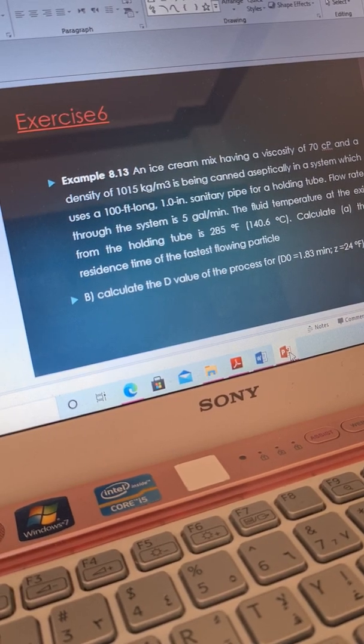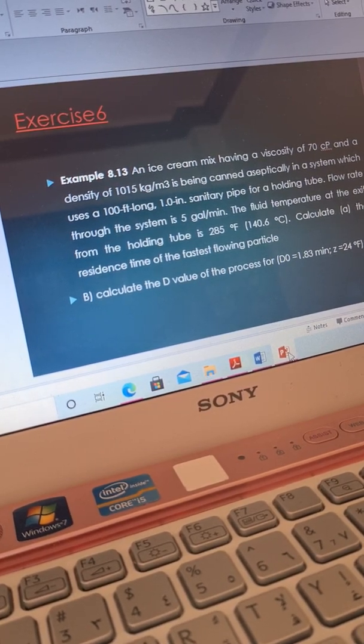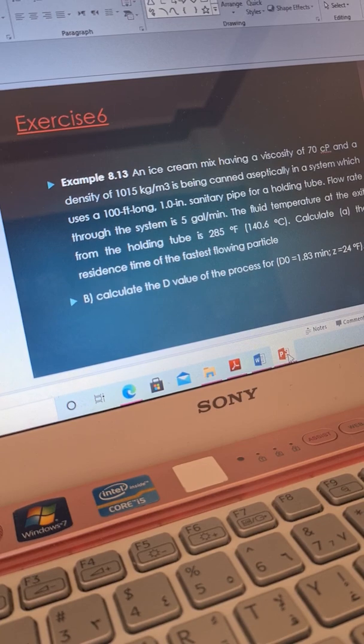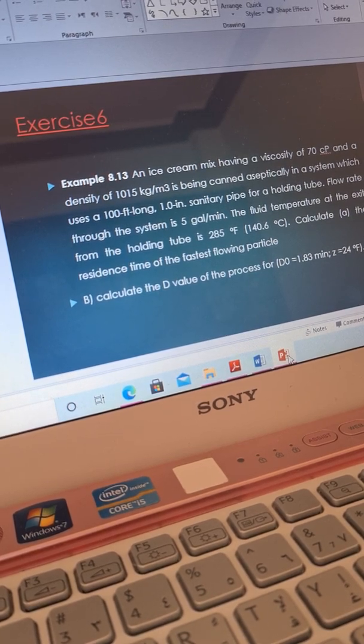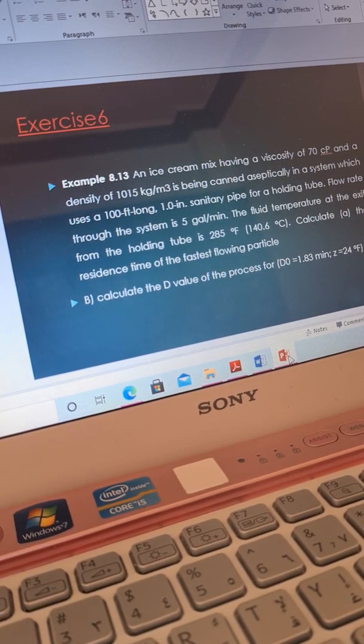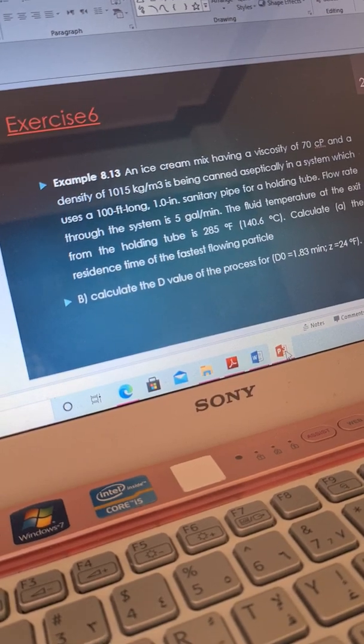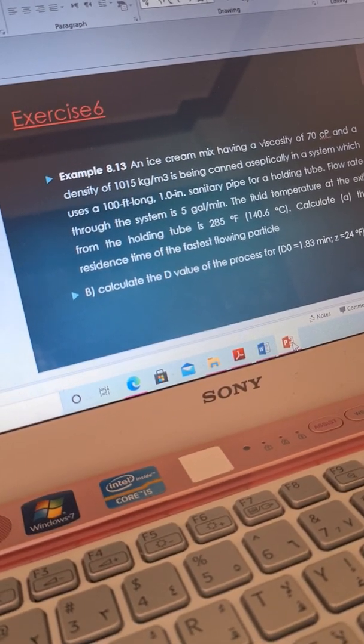The fluid temperature at the exit from the holding tube is 285 degrees Fahrenheit. First, we are going to calculate the residence time for the fastest flowing particle, and then the D value of the process given D0 1.83 minutes and z equals 24 degrees Fahrenheit.